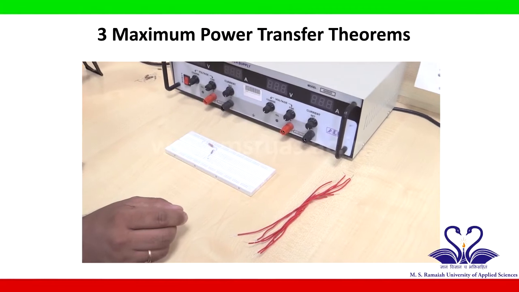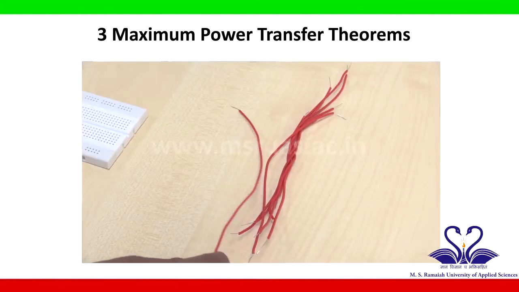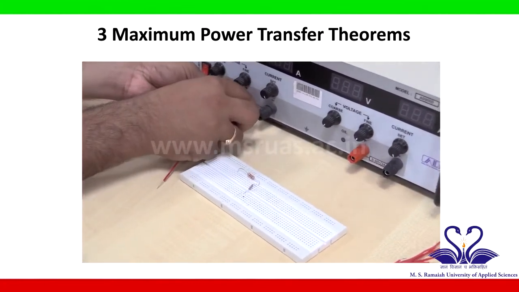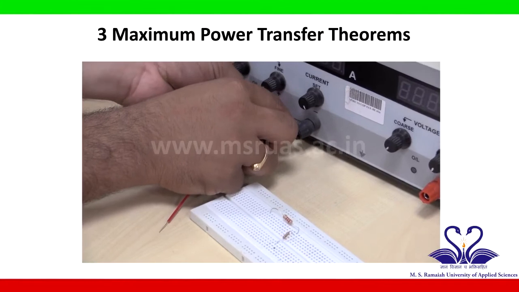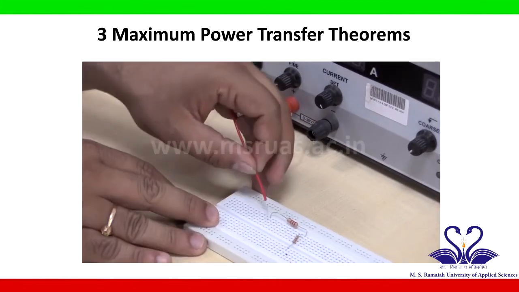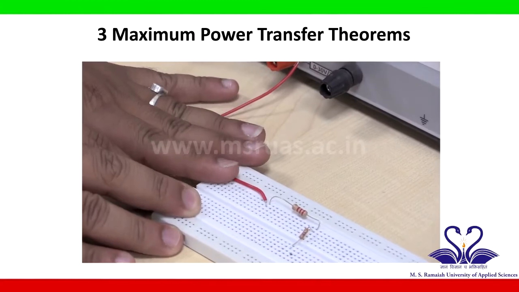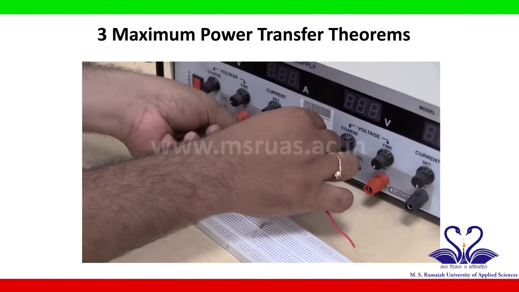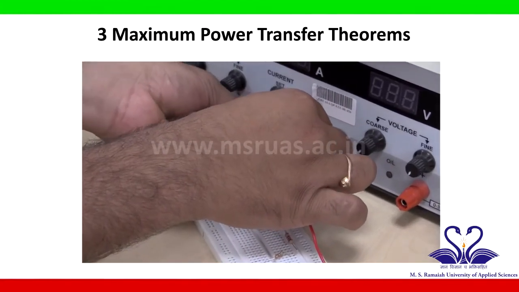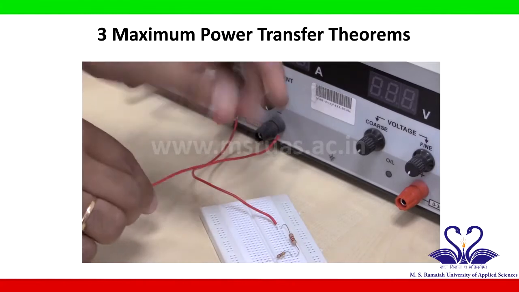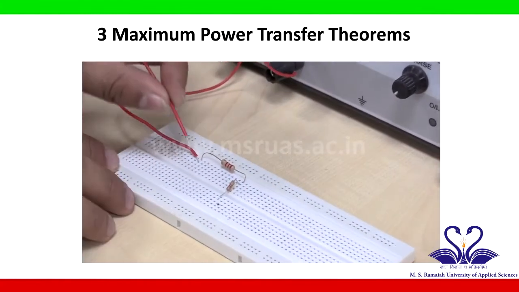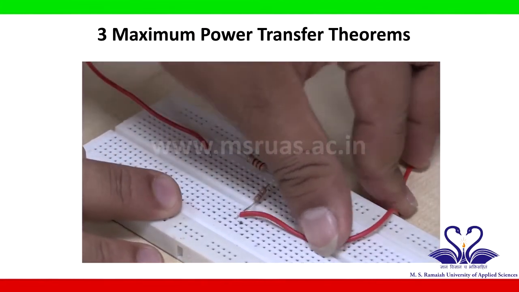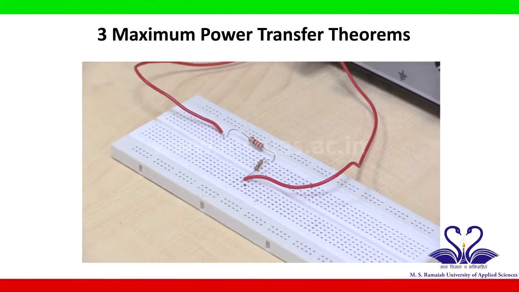Let us start giving supply using connecting wires. The positive end is connected to the first end of the 2.2 kilo ohm resistor. Taking another wire from the negative terminal, it is connected to the farthest end of the 4.7 kilo ohm resistor. This completes Thevenin's equivalent circuit.